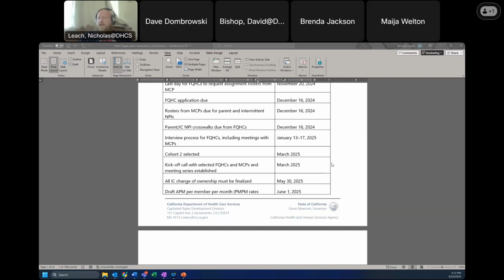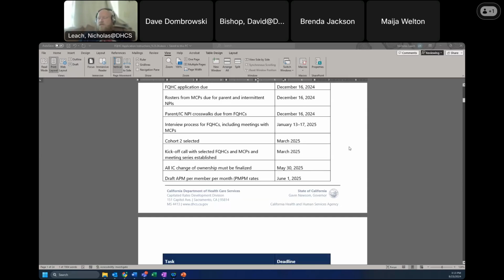So adding new sites has to be part of the application process and not able to come in during the middle of a program year, except for intermittent clinics, which can roll under a parent that's in the program, as long as it happens within the time frame where we are able to adjust the rates and it meets all of the criteria for having a new or transferring intermittent clinic.